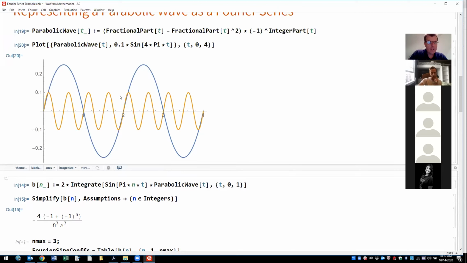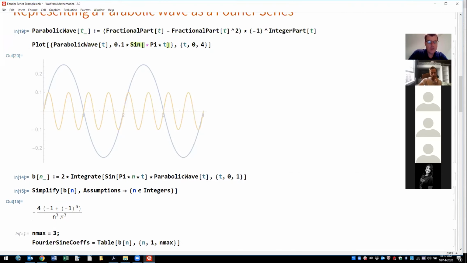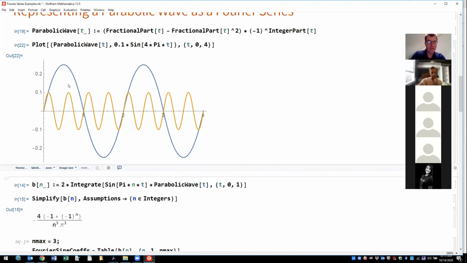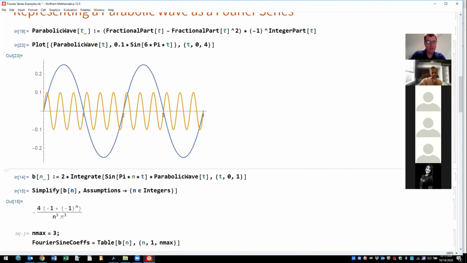So let's take a look at that. We only have to do 4 pi times t. Let's do 2 pi t. You see how this sine wave is positive in this half of the parabolic wave and negative in the other half of the parabolic wave. And then it's positive in this half of the parabolic wave and negative in that half of the parabolic wave. So the product of these two is going to be positive here and equal and opposite there. Negative here, positive, equal and opposite there. It's going to integrate to zero. Same if I do 4 pi t, same if I do 6 pi t.